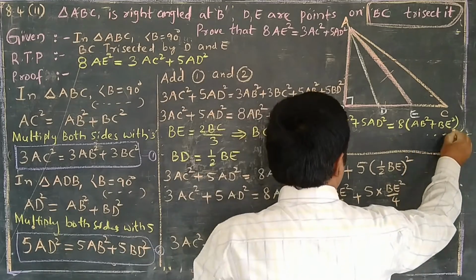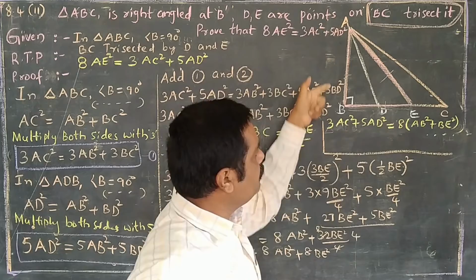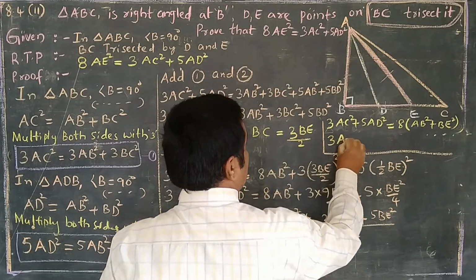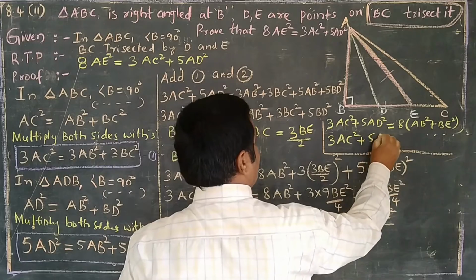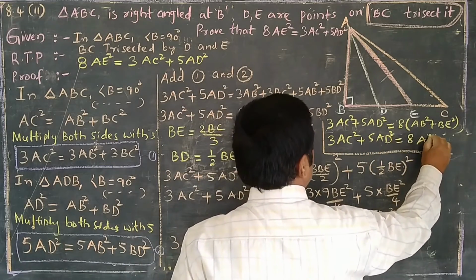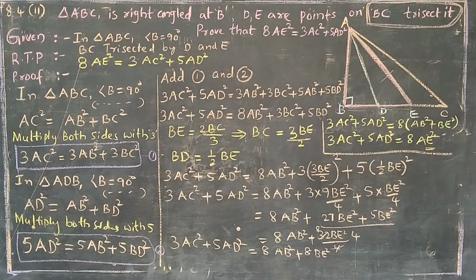In triangle AEB, angle B is equal to 90 degrees, so AB square plus BE square is equal to AE square. So we get 3AC square plus 5AD square is equal to 8AE square. Hence proved. Try to do it neatly. Okay, thank you.